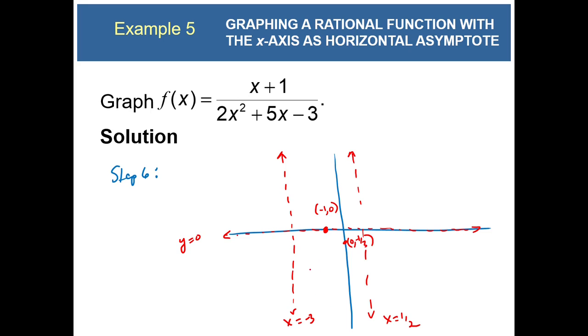So now we have several regions we need to test in step 6. I want to look at the region to the left of negative 3, between negative 3 and negative 1, between negative 1 and 1/2, and to the right of 1/2. So we'll make a table of values between those regions and see if the graph is above or below, positive or negative.